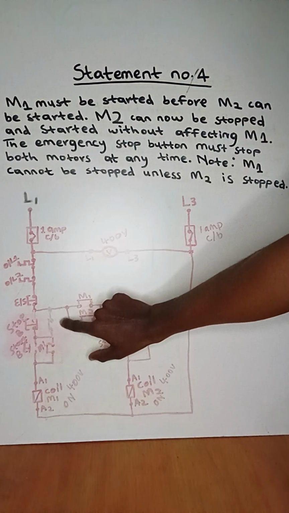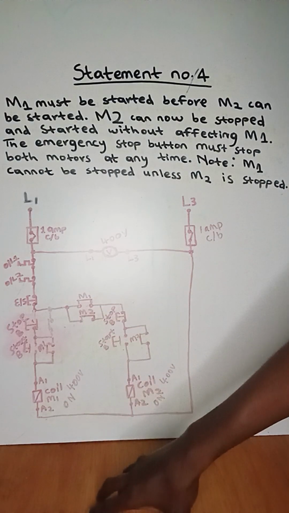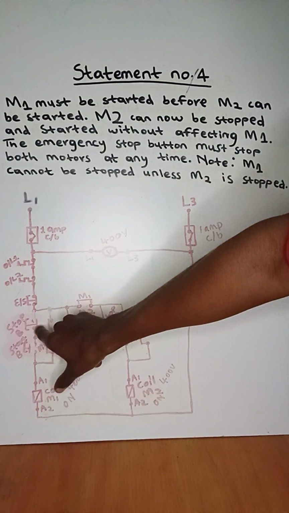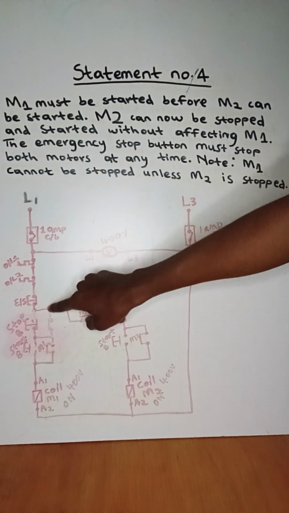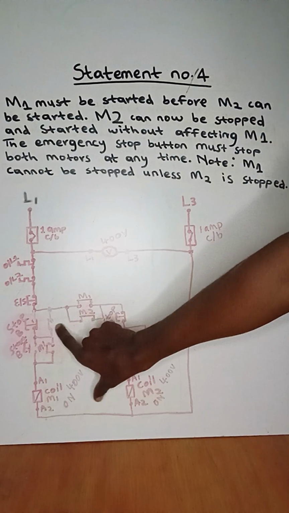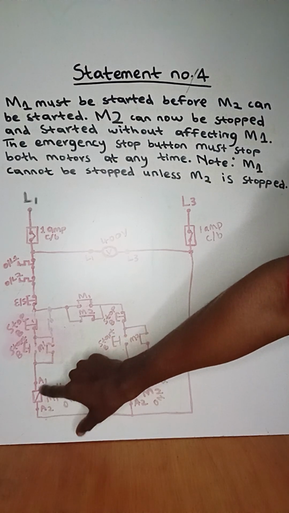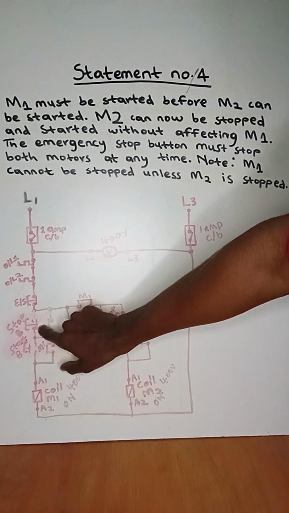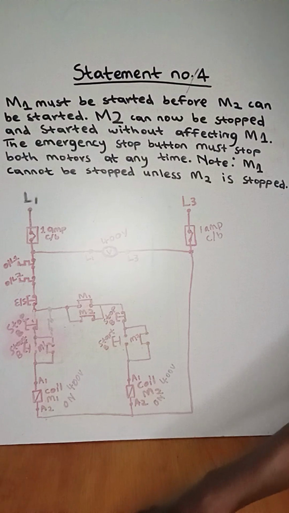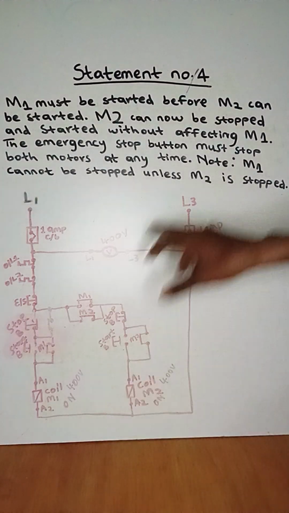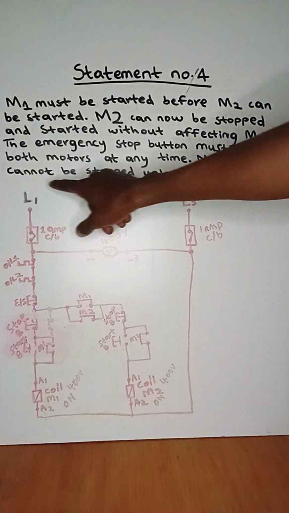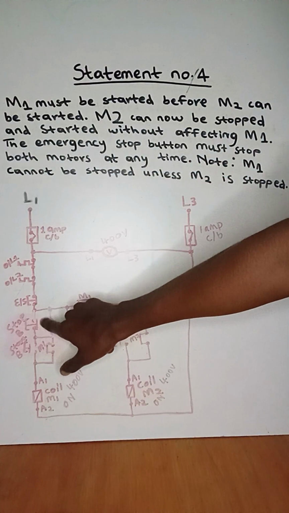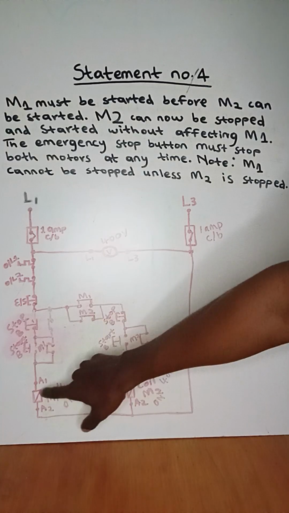The reason why we have created a close contact here is that when we press the stop button, which creates an open contact, the current will still flow through the close contact that we have added and all the way to the close contact of motor 1 and all the way to A1. So this contact has helped the stop button not to de-energize motor 1. So we are good from where it says motor 1 cannot be stopped.